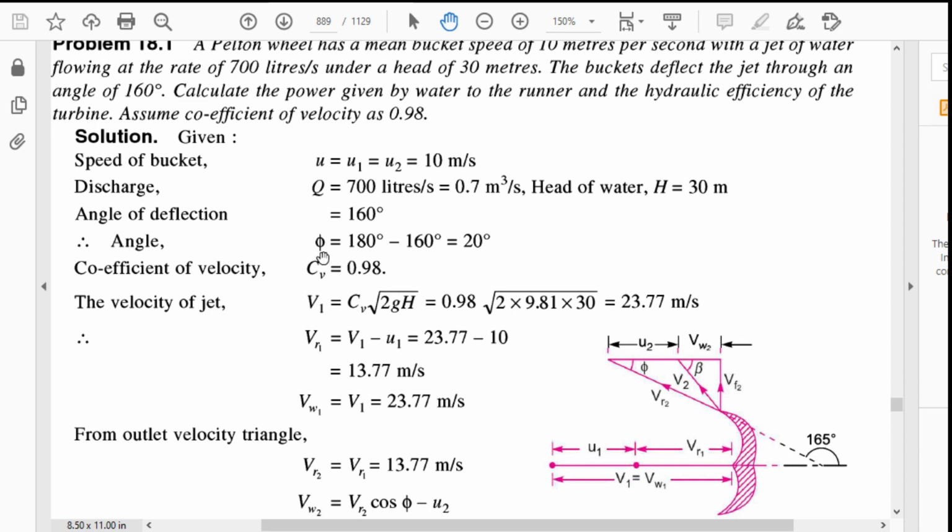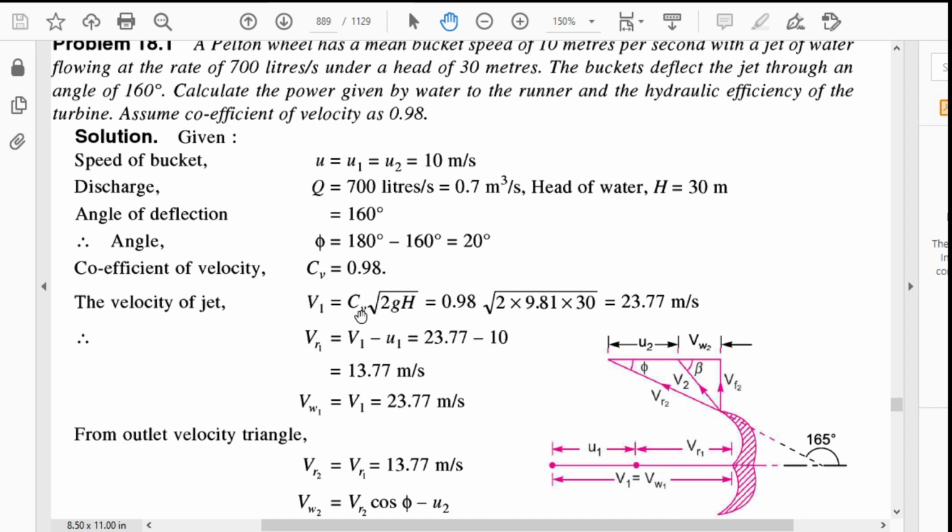So the angle of deflection phi will be calculated by 180 degrees minus 160 degrees. That will be your 20 degrees angle. Now you have to calculate the power and the hydraulic efficiency, and the coefficient of velocity CV they have given as 0.98. Now in this we have learned that for calculating the velocity of jet at inlet, that is V1, the CV is required.